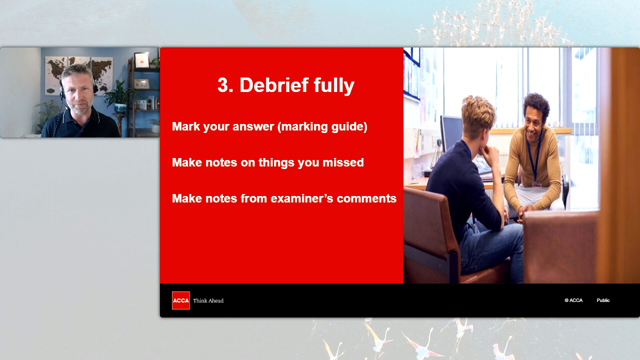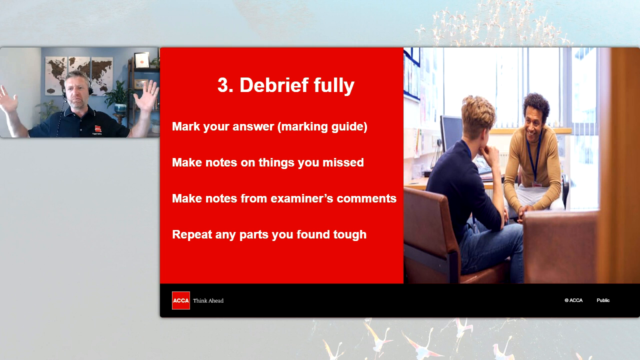And here's the bit that most students don't do. Most students don't go back and do the questions again. They want to do more questions. Right? I need to do volume. I need to have practiced every question on the study hub before I go into the exam. I need to have done every question in my training provider's exam kit before I go in.